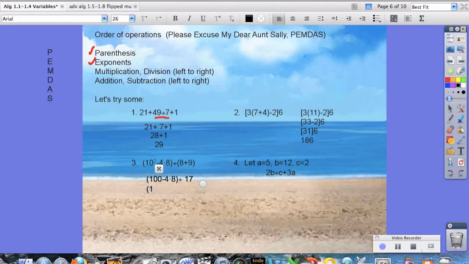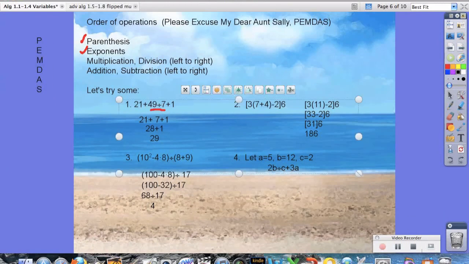That gives us 100 minus 32 divided by 17. So 100 minus 32 is 68 divided by 17. And 68 divided by 17 is 4. And that's it.